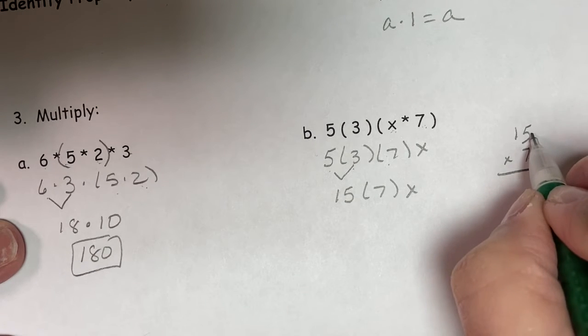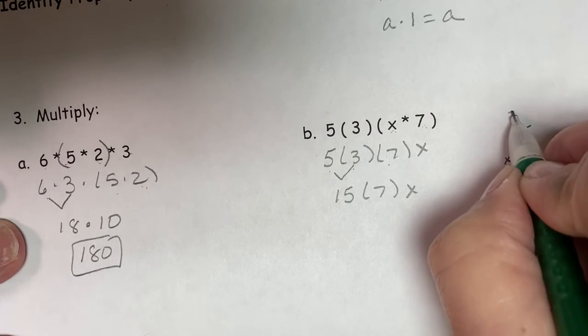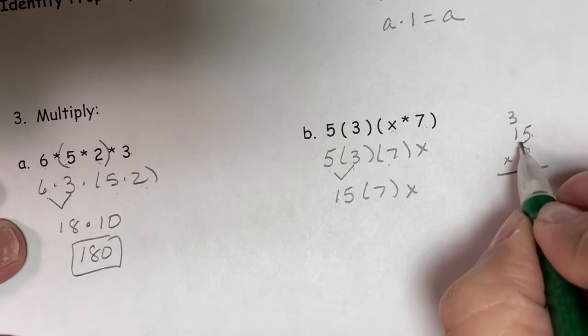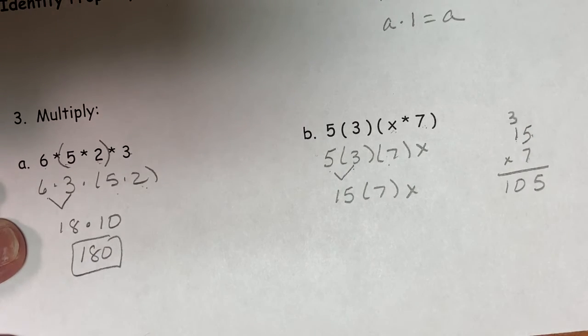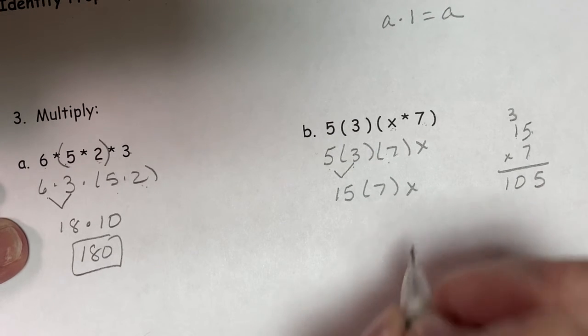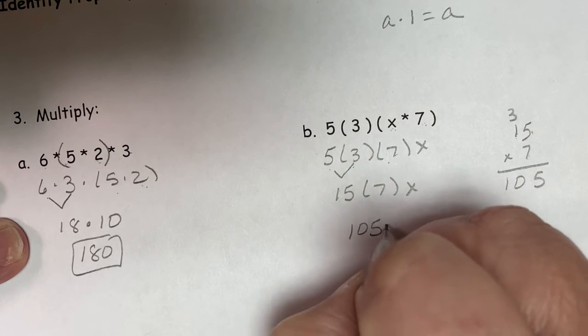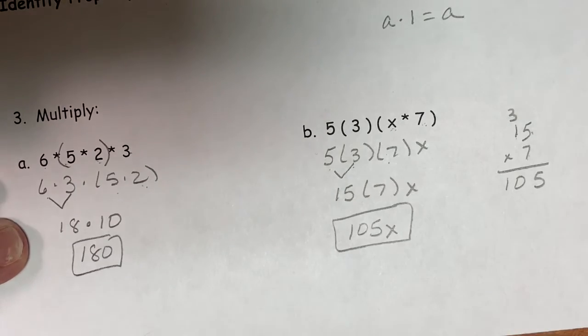So 7 times 5 is 35. Carry my 3. 7 times 1 is 7. Add the 3, and you get 10. So it's going to be 105. Don't forget your X.